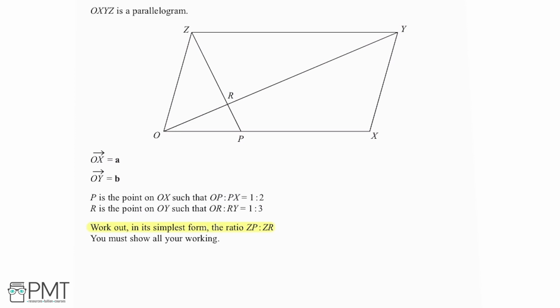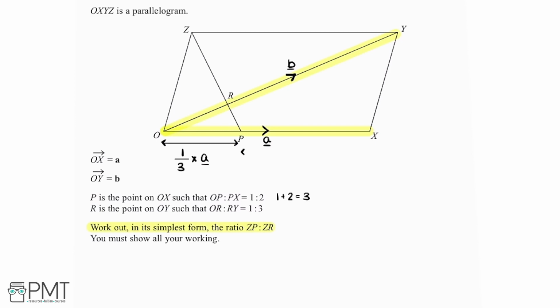The first thing we're going to do is label the diagram. OX, that whole thing, is the vector A, and OY, that whole thing, is the vector B. Firstly, I'm going to look at this line here, the ratio OP to PX. We've got the parts 1 and 2, so adding them up, in total we've got 3. For OP, because we've got the 1, it's 1 out of the total 3, so a third, multiplied by the whole thing, which is the vector A.